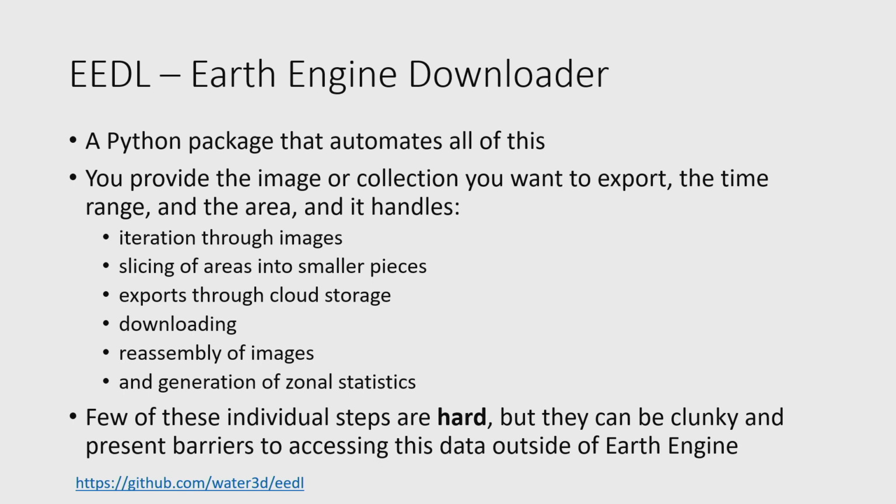And what it does, and time range, area, all that stuff, you provide your image. It iterates through all the images you want. It slices them up into smaller pieces. Earth Engine does that, but it helps configure that. It exports them through cloud storage. It then downloads them from cloud storage. It tracks them in cloud storage, downloads them in pieces. It reassembles them, mosaics them, and it generates zonal statistics optionally. So you don't have to do that. You could do it if you just want the images and not zonal stats.